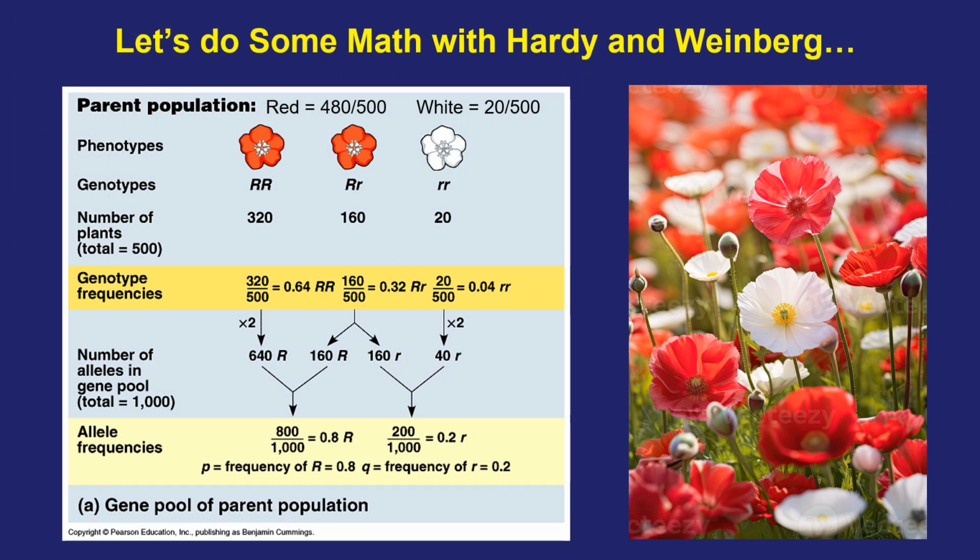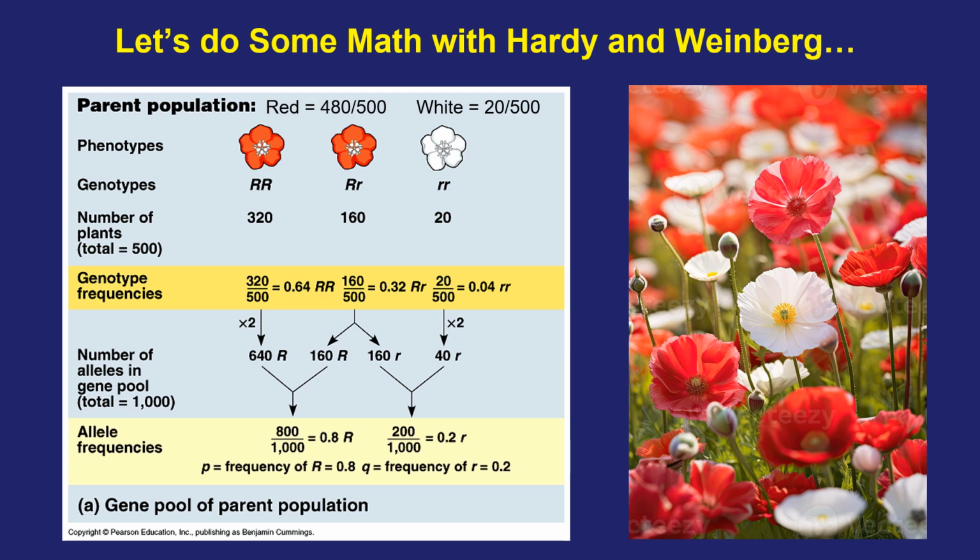Let's do a little bit of math to demonstrate this theorem. Don't worry, it's going to be basic math. It's not going to be painful. Trust me, I promise. Here we have a hypothetical population of flowers. These plants are diploid. Remember, that means each cell in these plants contains two alleles, and they come in two colors. So we have red flowers and we have white flowers. There's lots of red flowers, there's only a few white flowers.